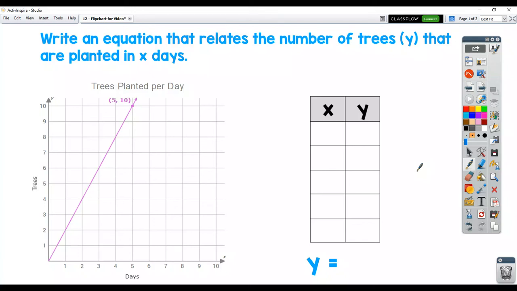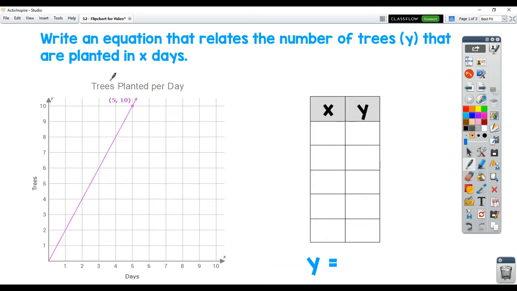Hey, mathematicians, today we're going to learn how we can take a graph like this and use it to write an equation like y equals x times 2 or y equals x plus 3. And we'll see how this table serves as our middle step between the graph and our equation. So let's dive into our first one here.